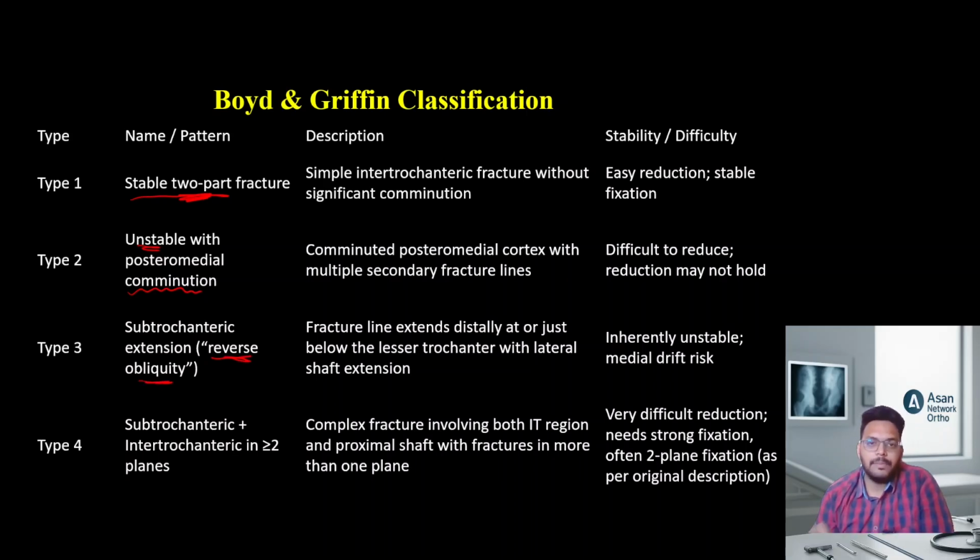Here there is an ambiguity, because in the original Boyd and Griffith classification which was published, he gives type 3 as reverse oblique, but in some recent textbooks they have changed it so that type 4 is reverse oblique and type 3 is subtrochanteric extension. But in the original article by Boyd and Griffith, he gives the subtrochanteric extension with the reverse oblique fracture as type 3, and type 4 is a subtrochanteric and intertrochanteric fracture with the fracture in more than 2 planes. If the fracture is in more than 2 planes, then only it is type 4. It is given in the original article. We will see the image, we will understand better.